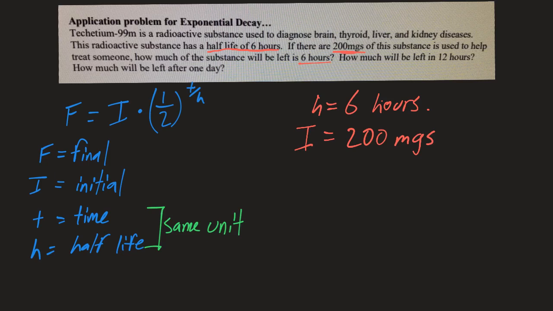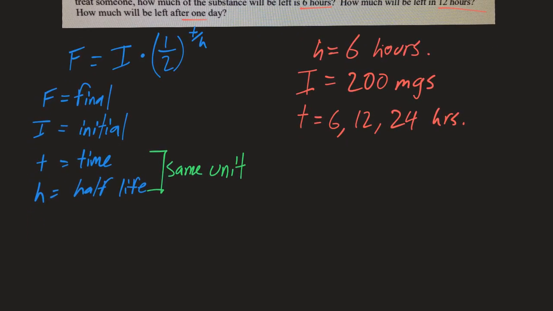And then they actually mention 12 hours and 1 day as well. So I'm just going to list all 3 times. T equals 6, 12, and 24 hours. And we're going to figure out each one of these individually. Okay, so let's set up our equation once. And here we go. We got 200 times 1/2 to the 6 divided by 6 power. And you're going to get 100. So after 6 hours, this is the value.